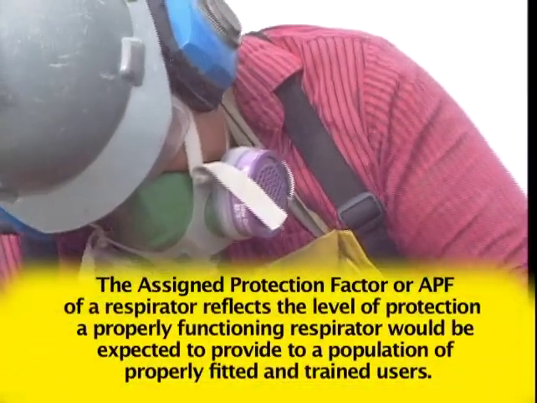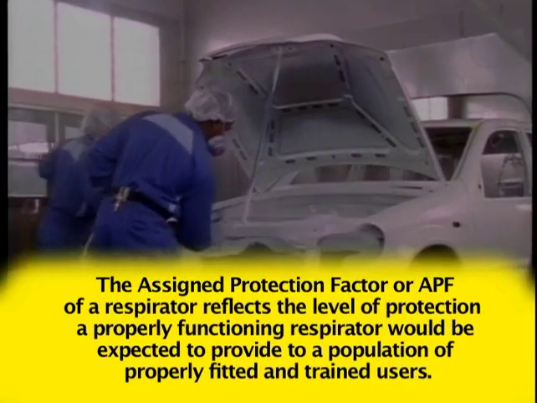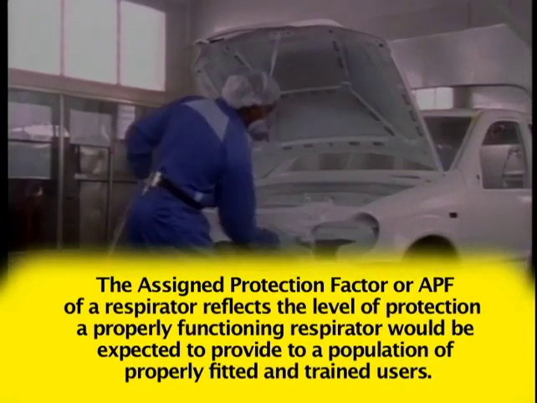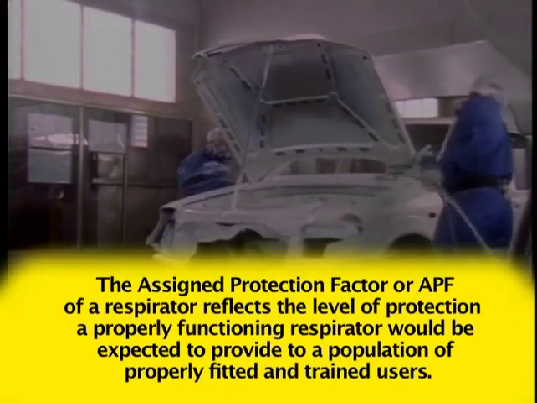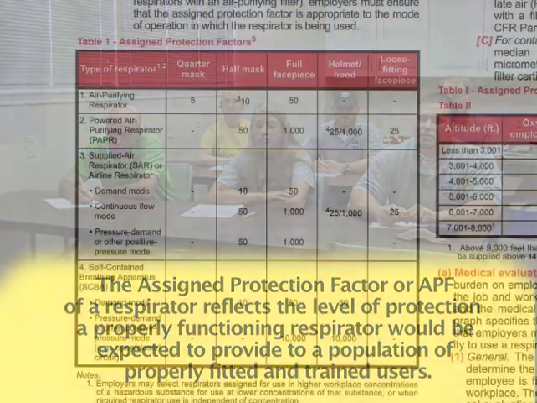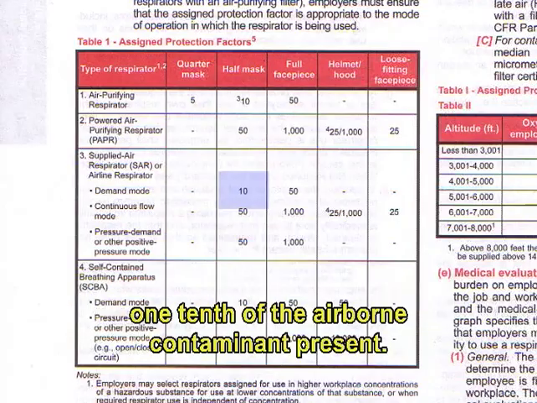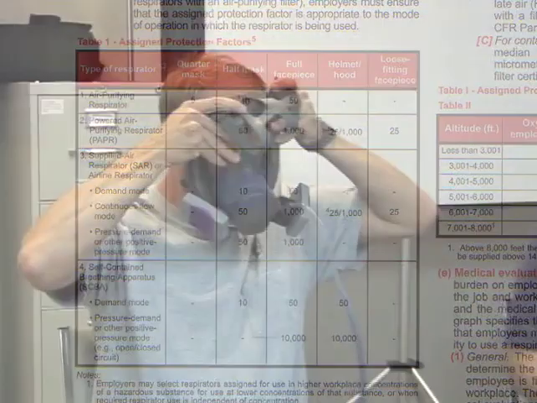The assigned protection factor, or APF, of a respirator reflects the level of protection a properly functioning respirator would be expected to provide to a population of properly fitted and trained users. For example, an APF of 10 for a respirator means a user could expect to inhale no more than 1/10 of the airborne contaminant present.